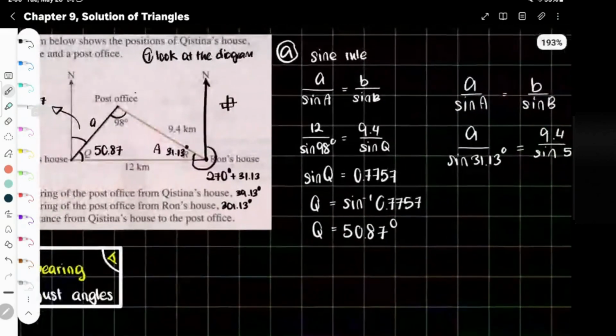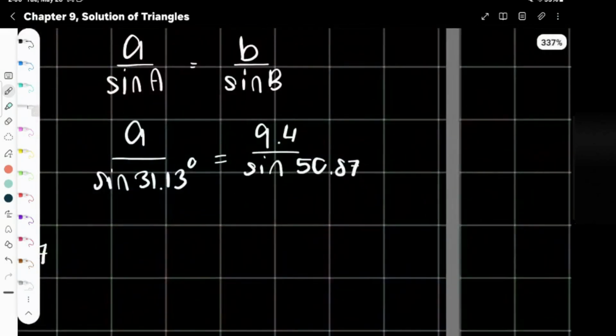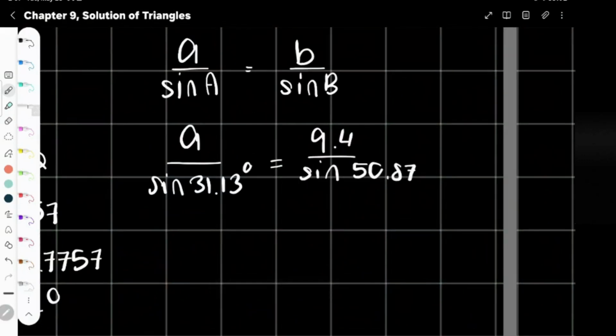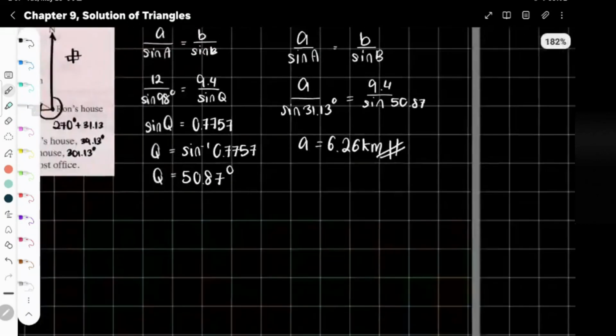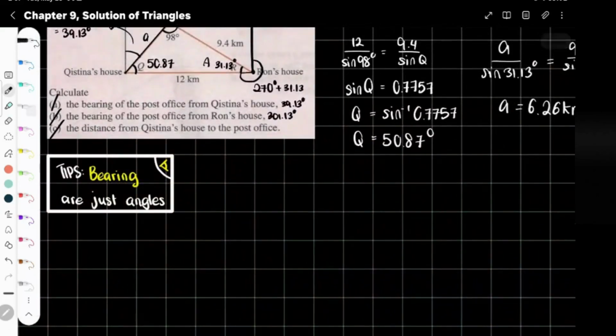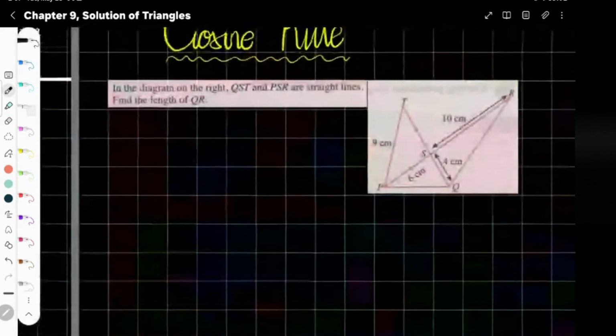Okay, so we have this here. Let's solve this. Very simple. 9.4 divided by sine 50.87, and then times sine 31.13. The answer is a is 6.26 kilometer. Tada! That's the answer. So far very easy, right? So far very easy.